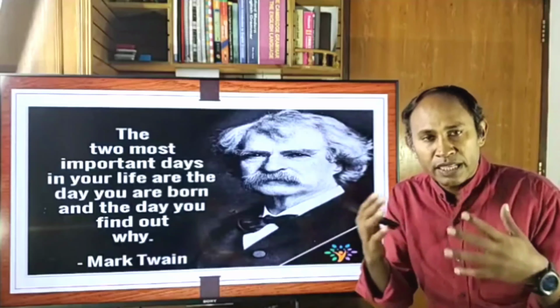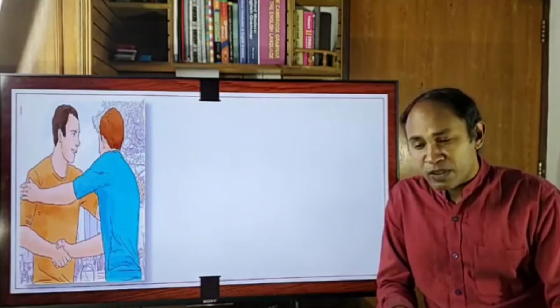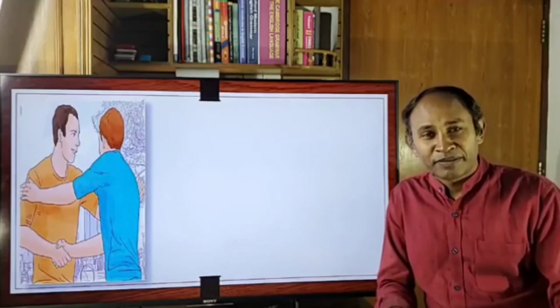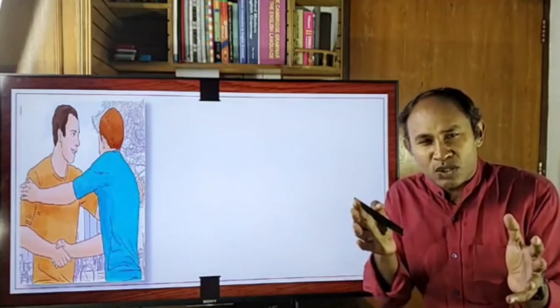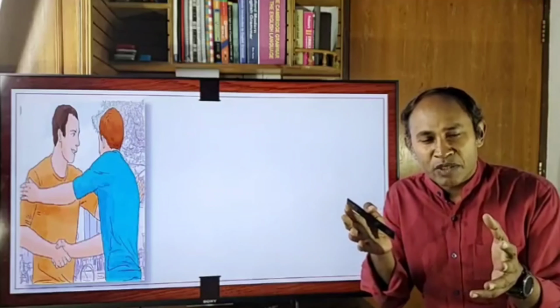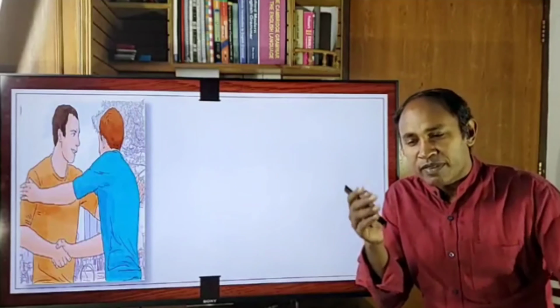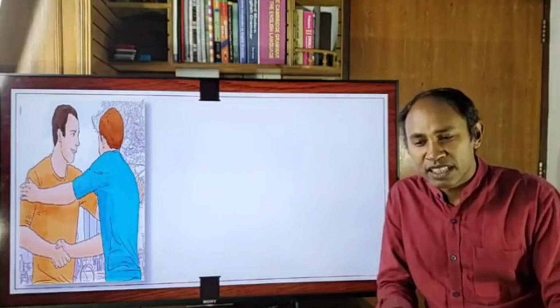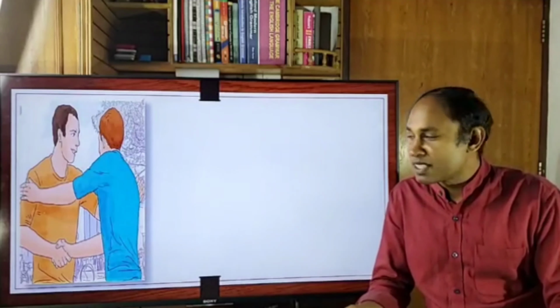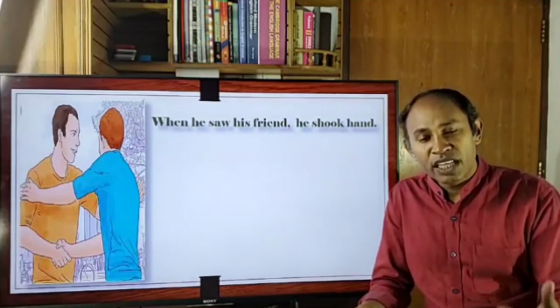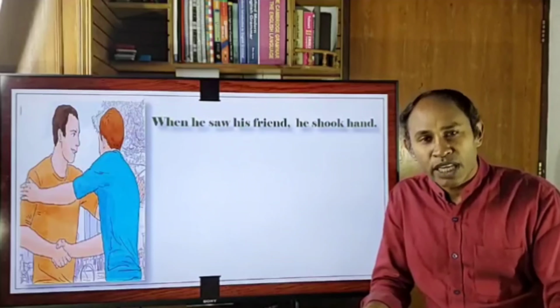Look at this picture, and there you see two friends. Of course, you have so many friends like them. So these friends are called bosom friends or close friends. Okay, so these two friends, when they meet together, when they see each other, they usually shake hands. So I simply make one sentence: when he saw his friend, he shook hand.